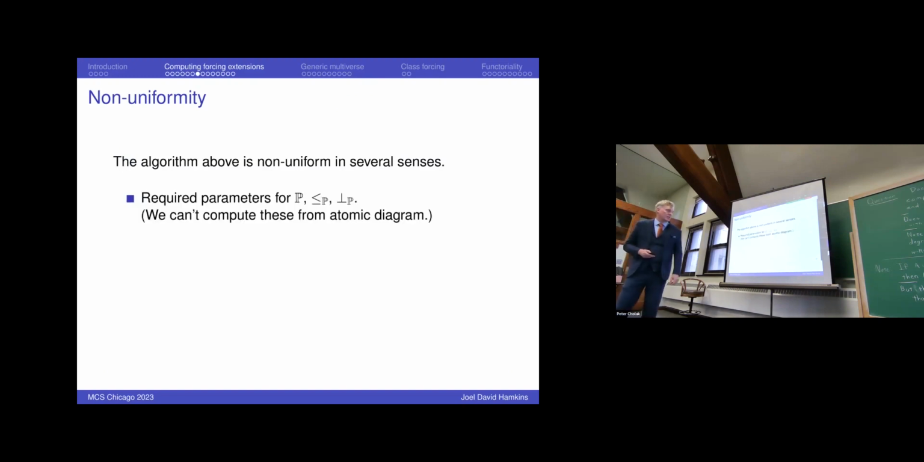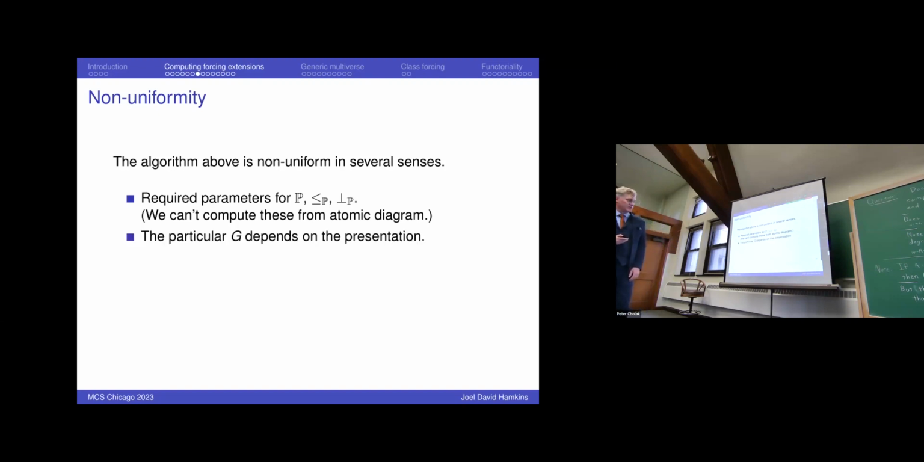It used these parameters: P, the order relation on P, and the incompatibility relation. I said four. Let's see, what was the fourth one? Oh yeah, the set of all dense sets. And in general, we can't compute this from the atomic diagram, because we can't compute any particular object from the atomic diagram, as we observed before. So those are required as parameters.